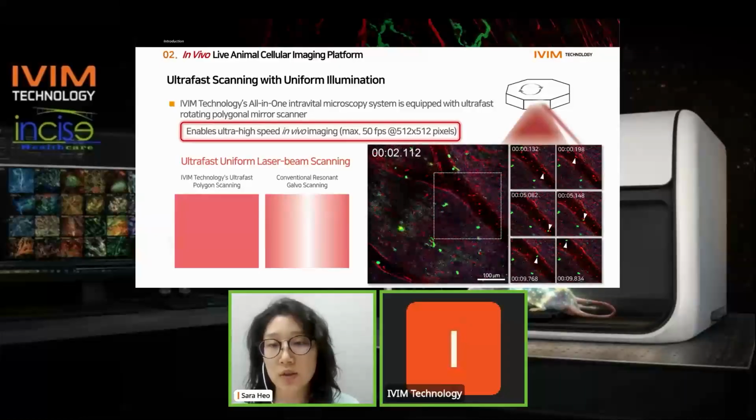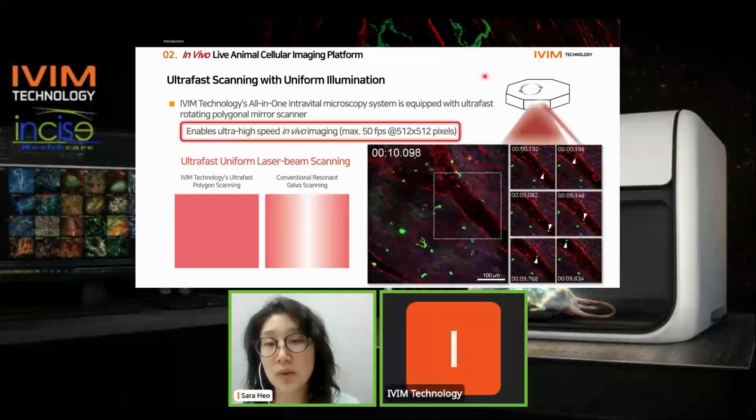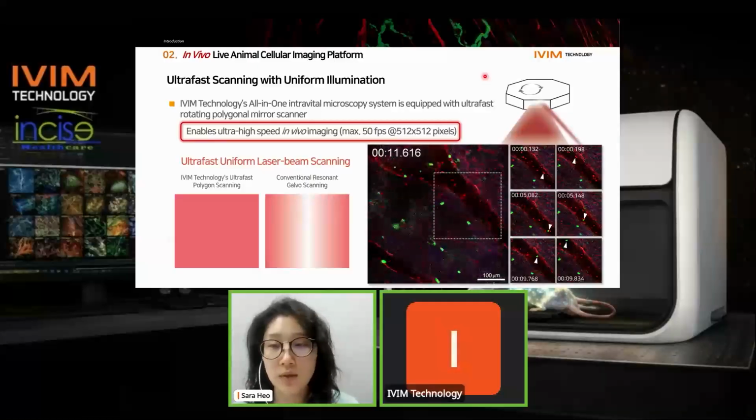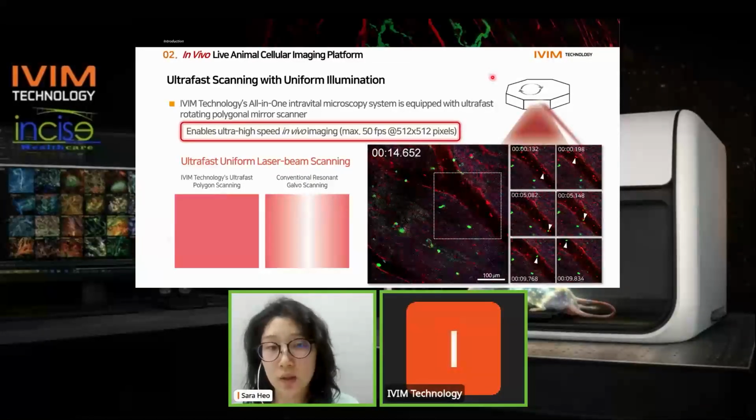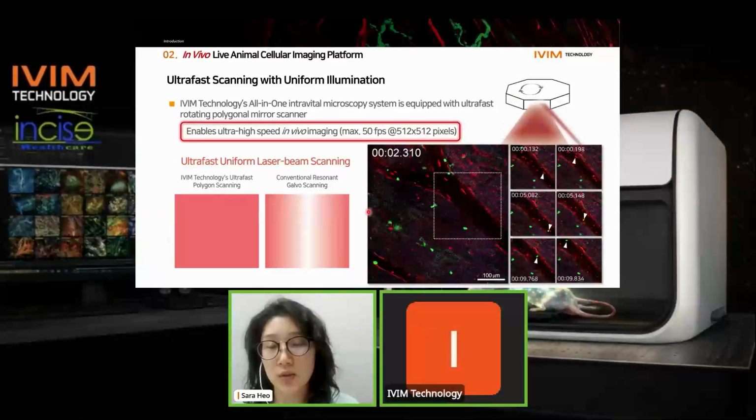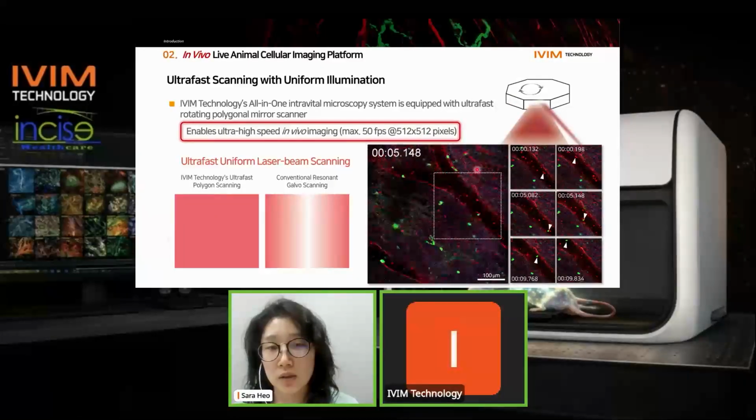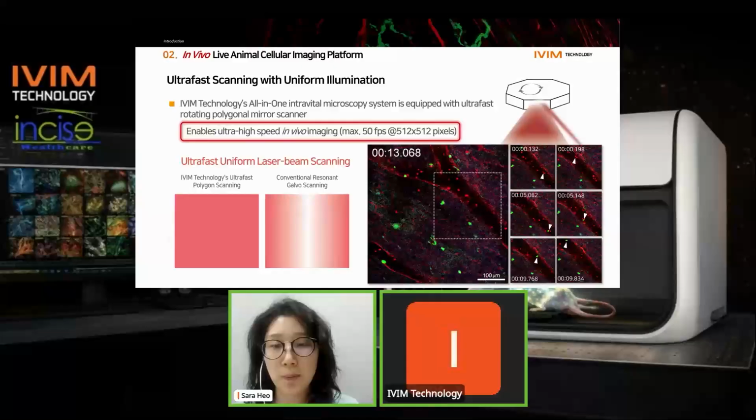On screen, this is the real-time imaging of fast-flowing red blood cells in the beating heart. This was captured at 50 frames per second at 512 by 512 resolution using the IVM technology system. As you can see, the visualization of cellular dynamics at high velocity was made possible, and the movements of these cells are captured.